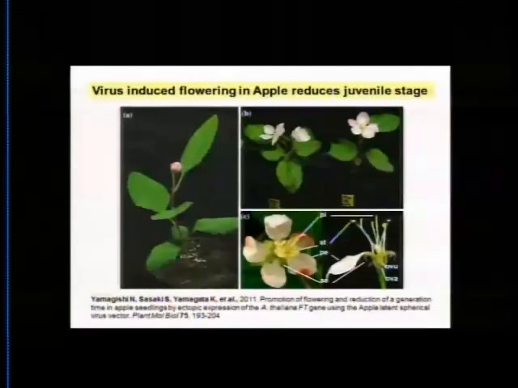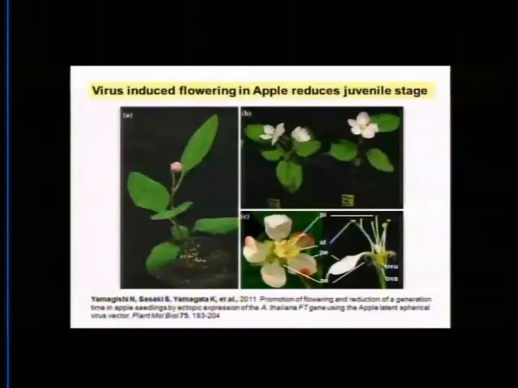And what they're doing here is the virus that they're using is apple latent spherical virus. That's the vector. We use cotton leaf crumple virus. They're using this apple vector. Apple and a lot of other fruit trees are particularly problematic for breeding because they have a juvenile period. Okay, so in the case of apples, it's 3 to 7 years before you even get a flower. Okay, so imagine yourself being a student working on an apple breeding program, it's going to be a long degree, right?